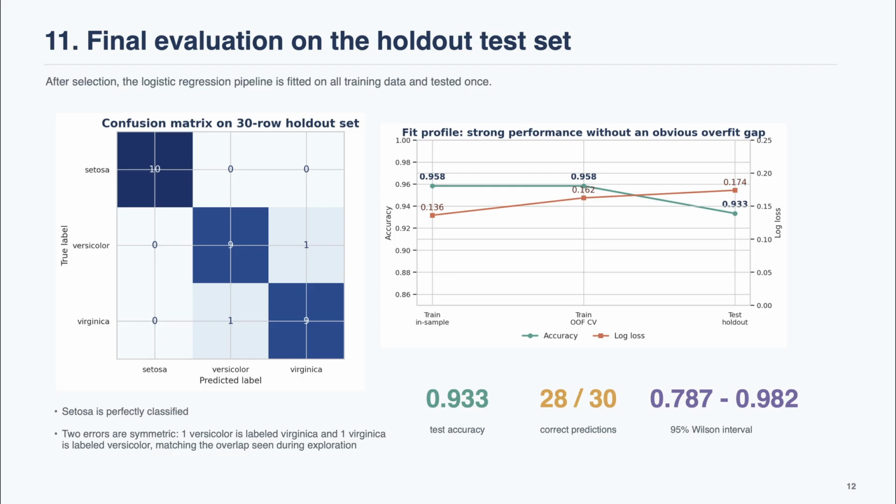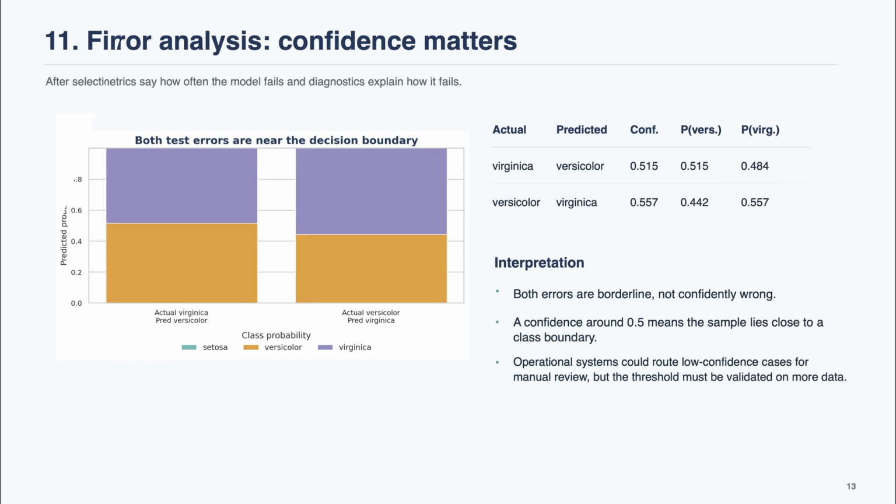Because the test set has only 30 examples, the confidence interval is wide, so we should avoid overclaiming the precision of the final accuracy. Accuracy tells us how often the model is correct, but error analysis tells us how the model fails. In this project, both incorrect predictions are low-confidence errors. One Virginica sample is predicted as versicolor with a confidence of around 0.515. Another versicolor sample is predicted as Virginica with a confidence of around 0.557. These are borderline predictions, not confidently wrong predictions.